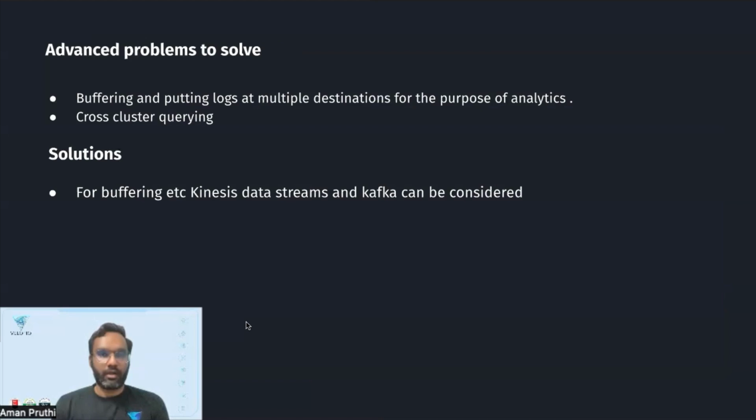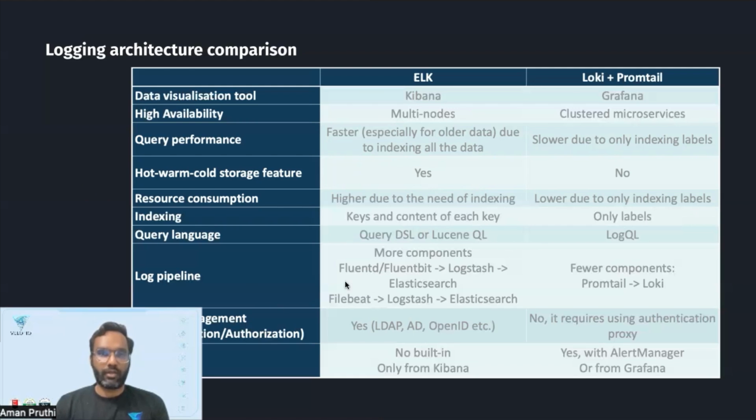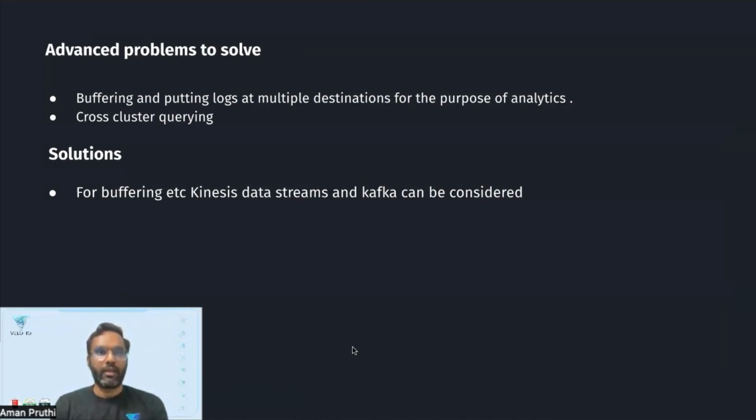Like we talked about, the query language is Lucene QL, or here it is LogQL, and the pipeline is basically Fluentd, Logstash or Elasticsearch, or you can put it directly to Elasticsearch as well. And here it is Promtail and Loki. So that's about it. You can basically set up alerts using Alert Manager. There's nothing inbuilt for Kibana.